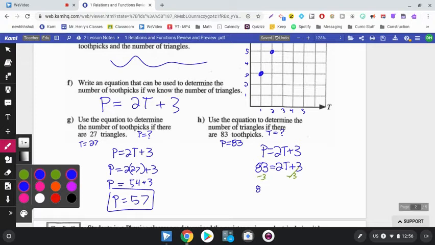80 is equal to 2t. Running out of space. Divided by 2, divided by 2. 40 is equal to the amount of triangles. If you had 40 triangles, you would have 83 toothpicks. So once we have an equation, we can work with this relation. We can find values. We can do all sorts of stuff like that. That's fantastic. That's really good.